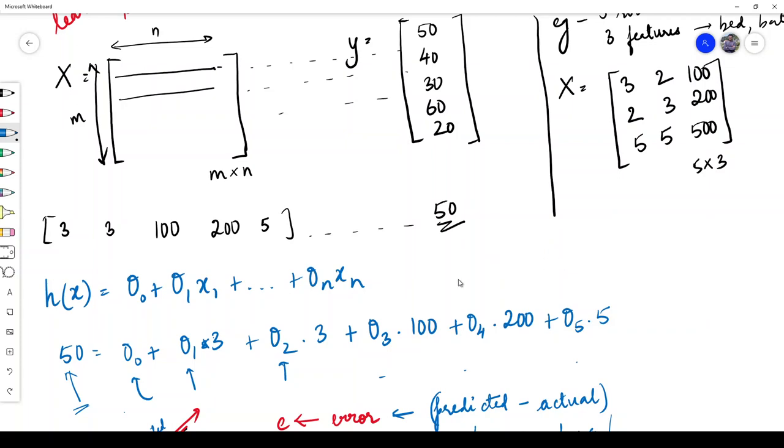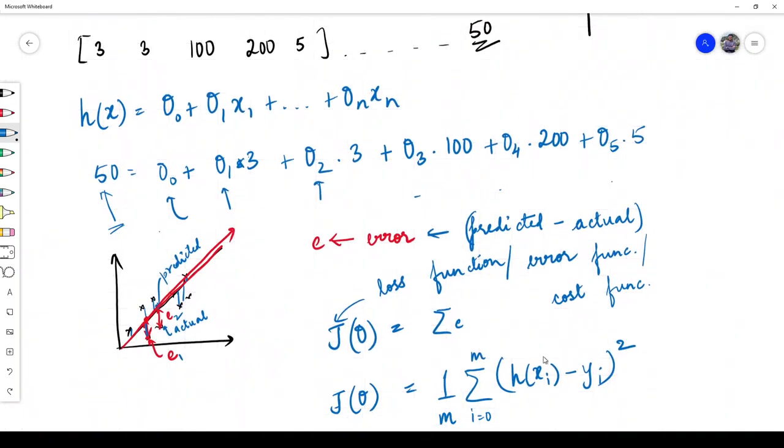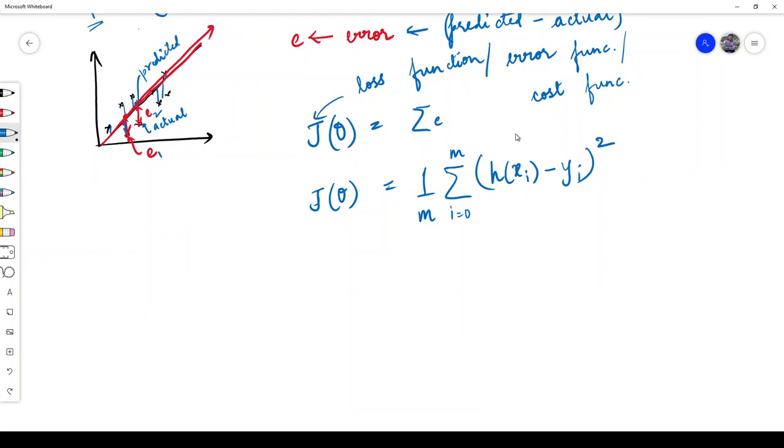Instead of squaring, why don't we take the mod? We are using the mean square error here. There are different error metrics as well. You'll come to that later, different types of error functions. Linear regression usually uses the mean square error itself.